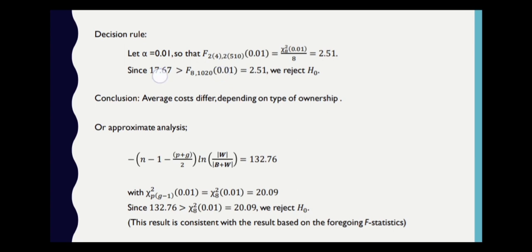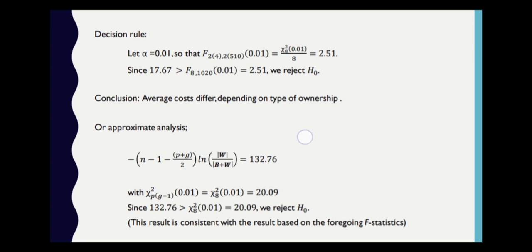So, since the test statistic is more than the critical value, we reject H0. Conclusionnya, average cost differ depending on the type of the ownership, or we can conclude that there are significant differences of all the variables, which is the cost, among the 3 types of ownership. Okay, itu kalau kita gunakan one-way MANOVA method tadi, gunakan sample distribution tadi lah.